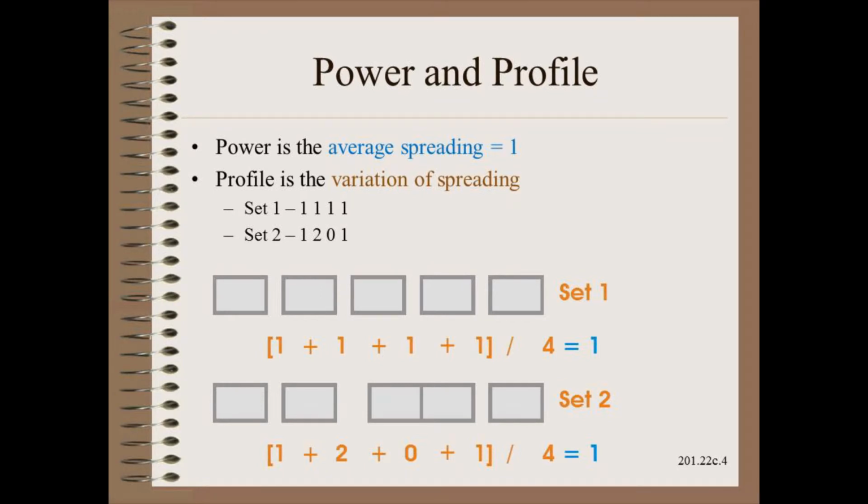Spreading power is simply the average amount of spreading. As seen in both set 1 and set 2, the power is the same, 1 millimeter. Spreading profile is the variation of spreading. In set 1, the profile is constant. In set 2, the profile has a problem. The middle and quarter point lanes are running together.